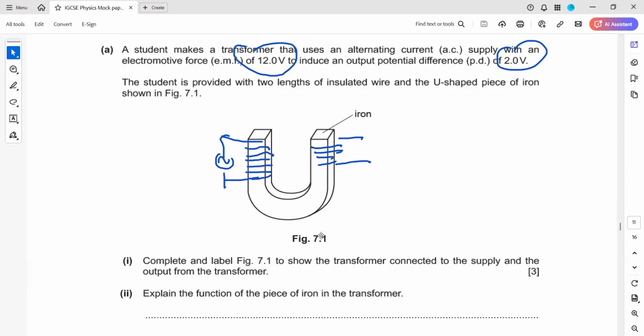State and explain the function of the piece of iron in a transformer. So what is the function of the piece of iron in a transformer? Iron is a soft magnetic material, so it can easily be magnetized or demagnetized. It is used to link the magnetic field from primary to secondary, or to have a better induced current. The main purpose is to link the magnetic field.